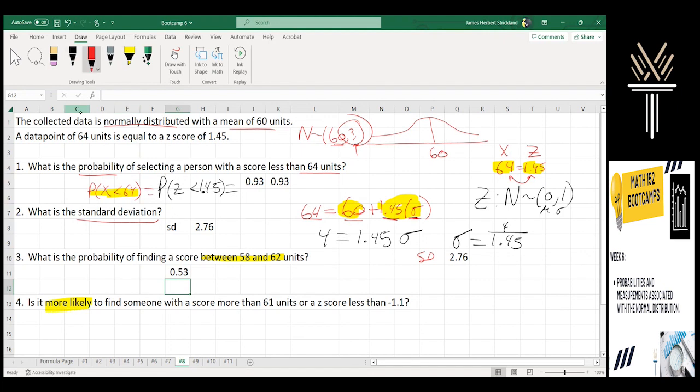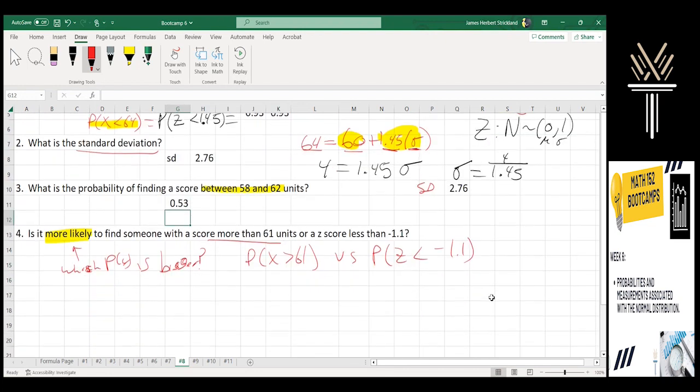Now, more likely. That means, which P of X is bigger? This is what we're being asked. Which probability calculation is bigger? The first one says a score higher than 61, so X is greater than 61, versus a Z-score less than negative 1.1.